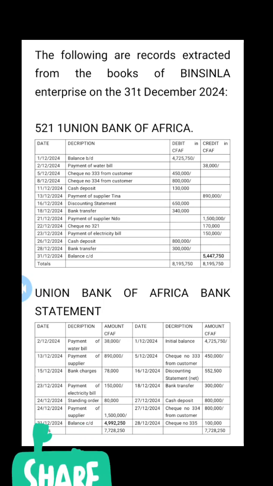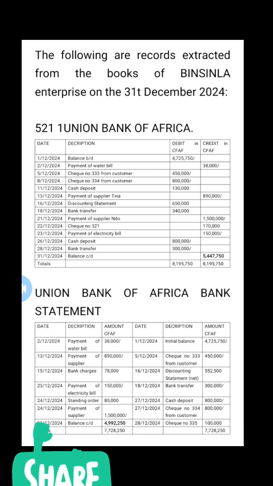I already ticked. If you start comparing, you will see that the next one on the debit side is check number 333. It is 450,000, the same, so we tick. The next one is check number 334, 800,000. It is there. This is it right down on the bank statement.